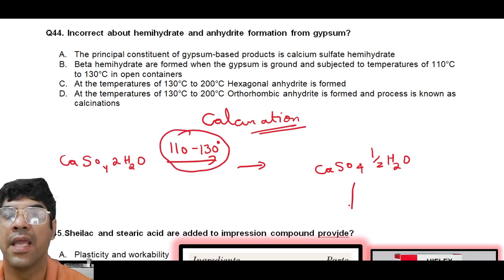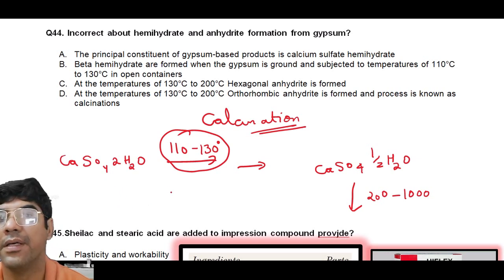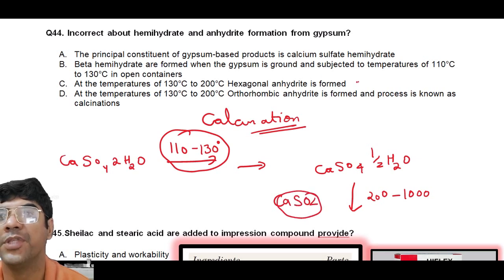So the temperature is 110 to 130 degrees Celsius. When it is heated again from 200 to 1000 degrees, there is formation of hexagonal anhydrate. So this option is correct.